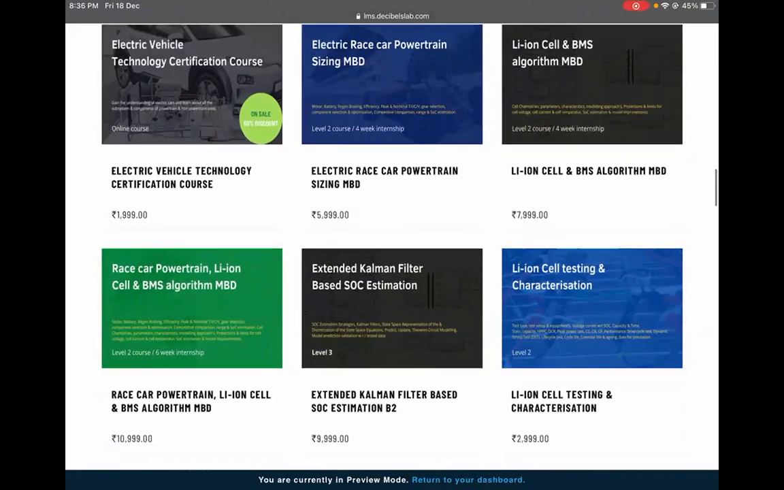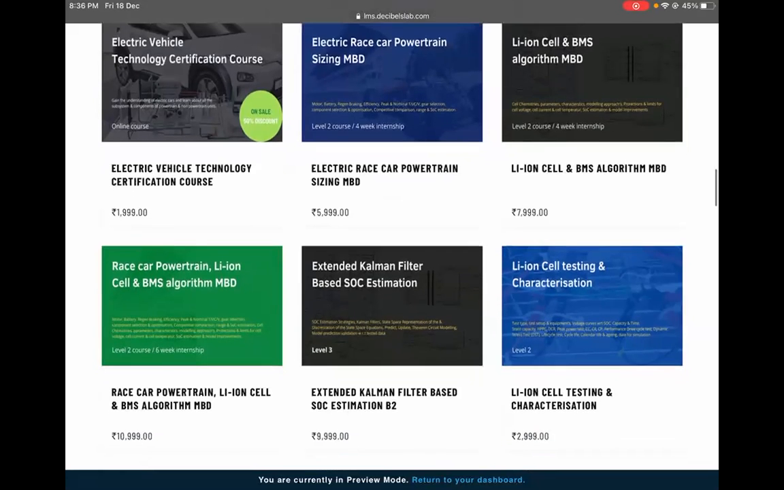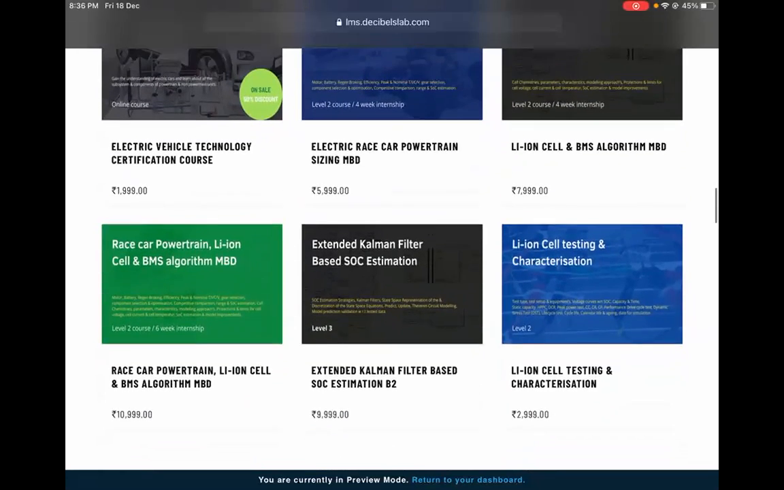So most of the programs are starting on 28th of December. If you're looking forward to take part in any of these programs, yes, sure. You could plan ahead your calendar, and if you have any queries, you can always reach us at contact@decibelslab, or one of our members will support you on the activities.